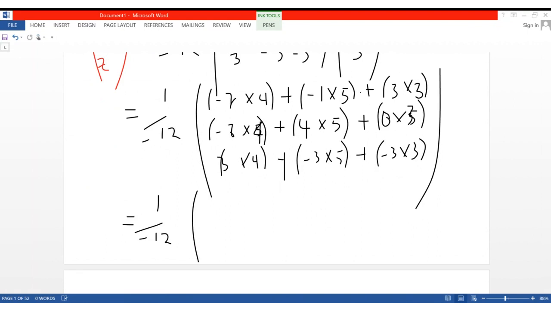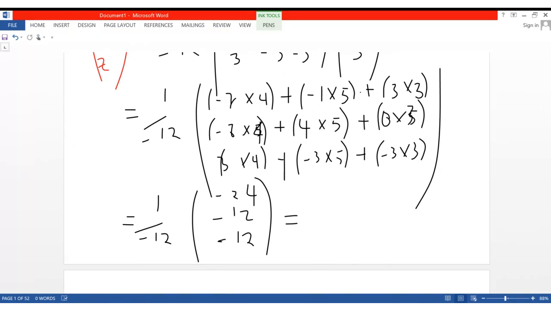So in the first row is negative 28 minus 5 plus 9. I'm getting negative 24. Confirm? The first one I'm getting negative 24. The second one, that is negative 32 plus 20. I'm getting negative 12. The other one I'm getting 12 minus 15 minus 9. I'm getting negative 12. Have you confirmed that's what I'm getting?